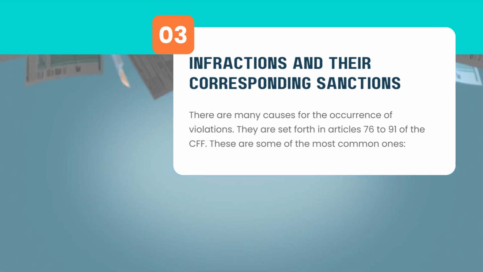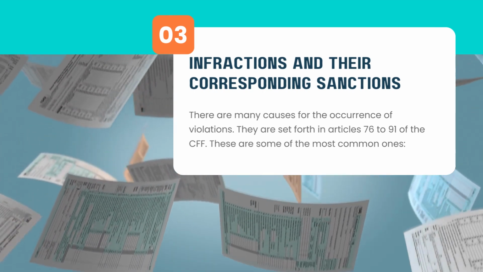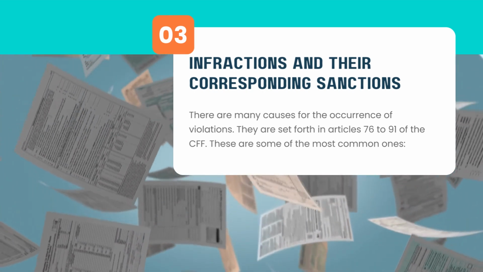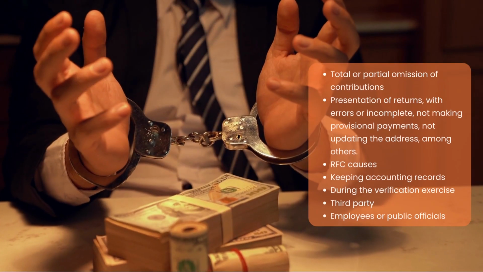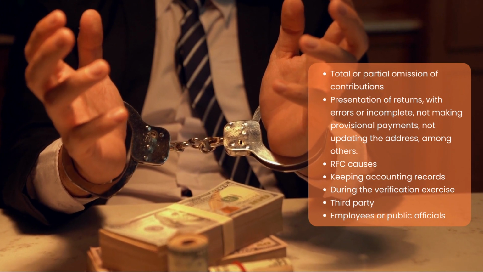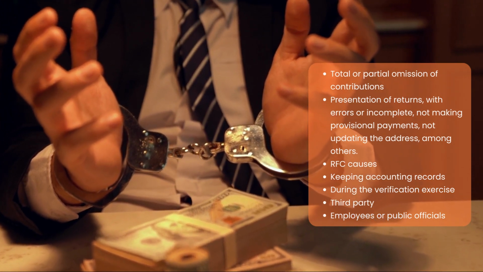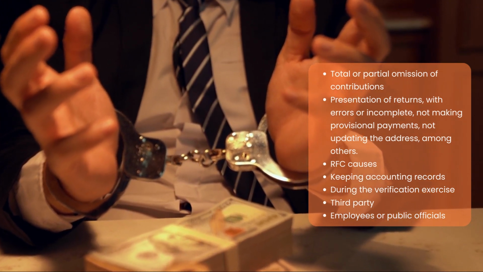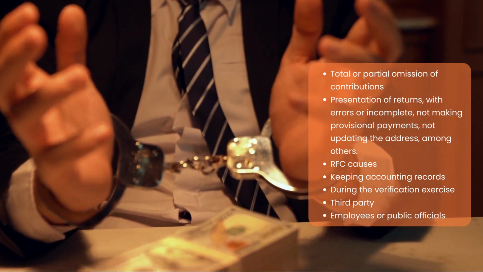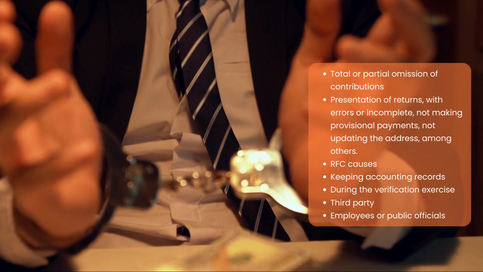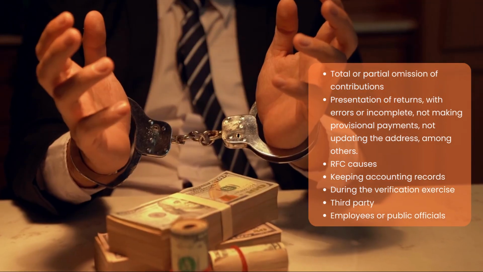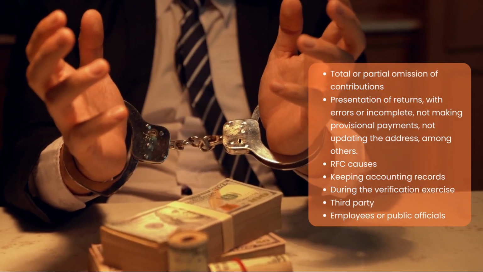There are many reasons why infractions occur. They are outlined in Article 76 to 91 of the CFF. These are some of the most common ones. Omission of contributions. Failing to report and pay taxes accurately can lead to fines ranging from 55% to 75% of the admitted amounts. Errors in declarations. Mistakes in tax declarations, non-payment of provisional taxes, and failure to update one's address post changes can result in infractions.